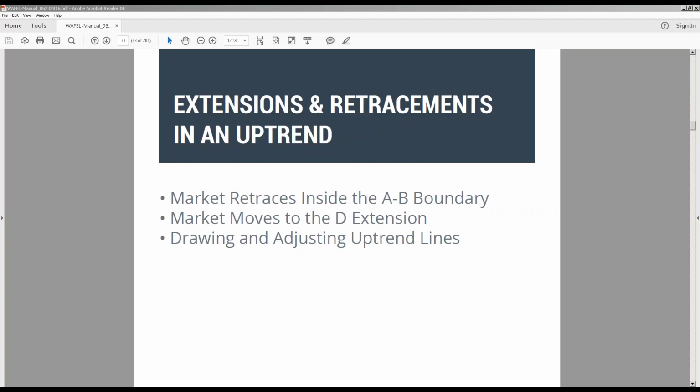please stop me, let me know, and we'll jump to the charts, and I'll explain what we see in the manual. Okay, right. Extensions and retracements in an uptrend. Now, first of all, I'm going to explain the market retraces inside the AB boundary, and then how the market moves to the D extension, and then we're going to have a quick look at drawing and adjusting trend lines.